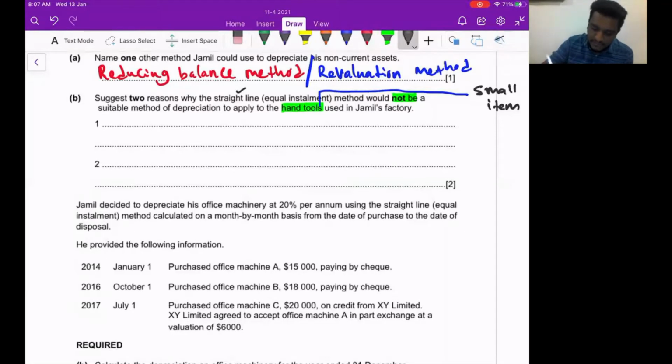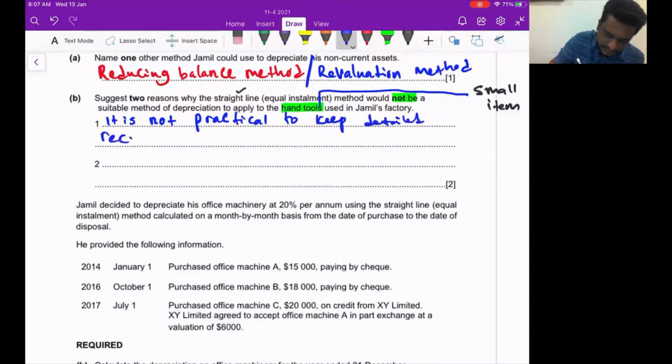One reason why we cannot use the straight line method: it is not practical to keep a detailed record of hand tools.